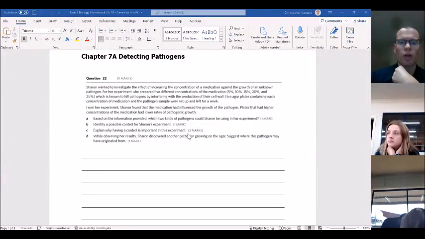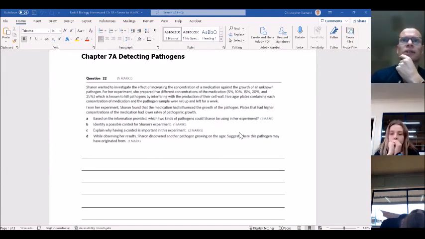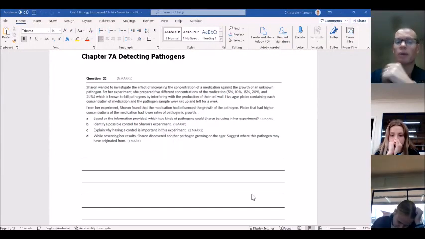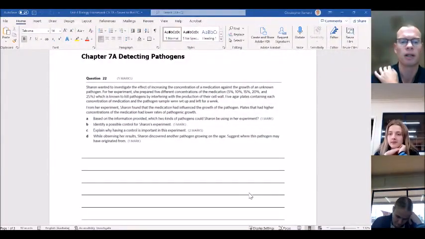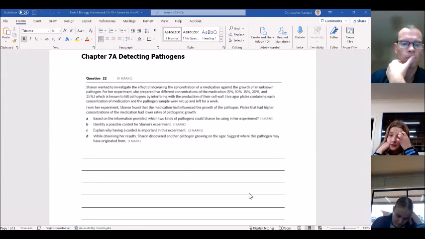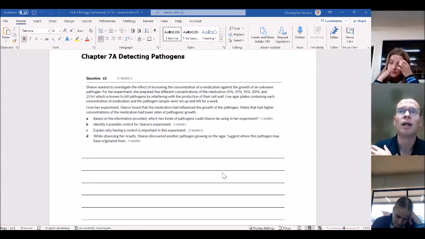So identify a possible control. What could be a control for her experiment? So now we're going into experimental design. If you were designing this experiment, what would you use as a control? So think about what you did with your photosynthesis experiment. You had controls in that. What would your control be here? Would you have one with 0? Yeah. Just a plate with nothing in it.